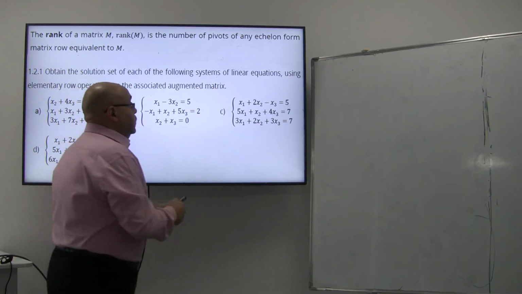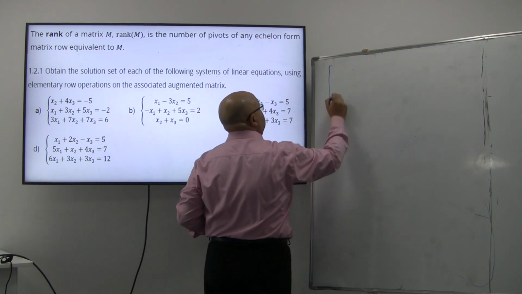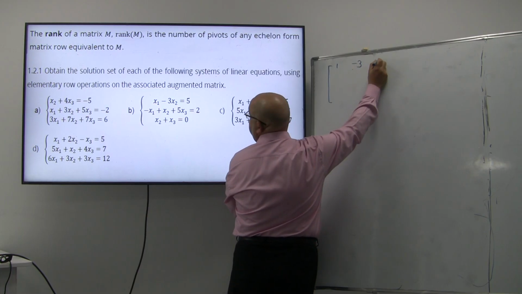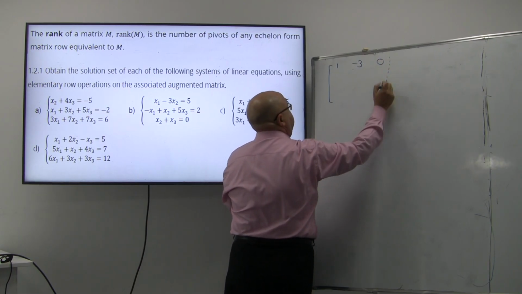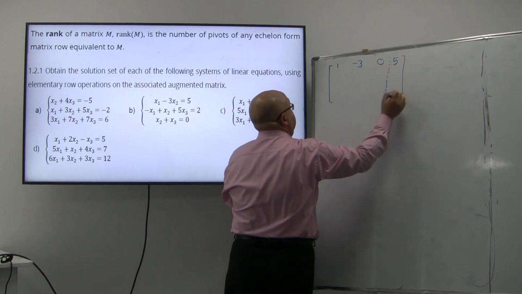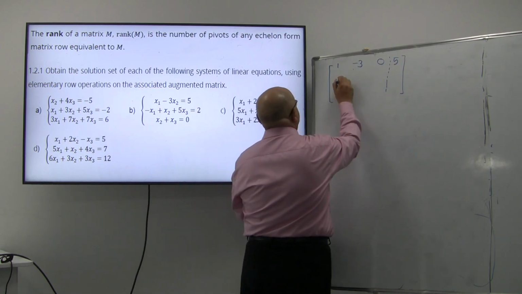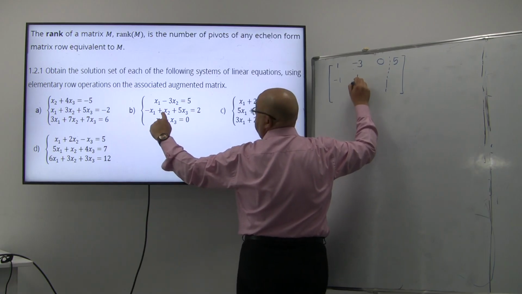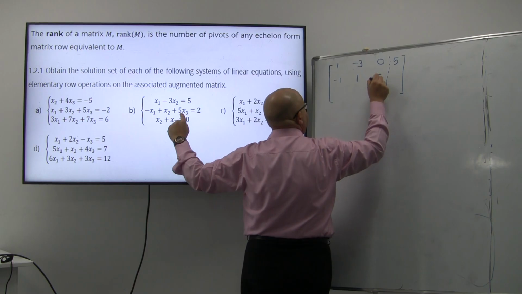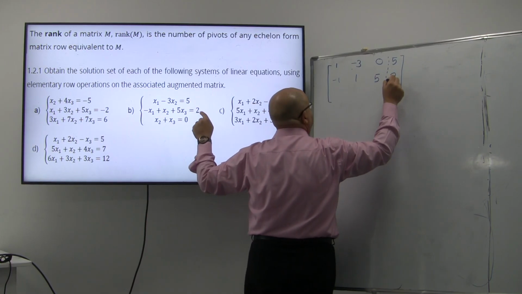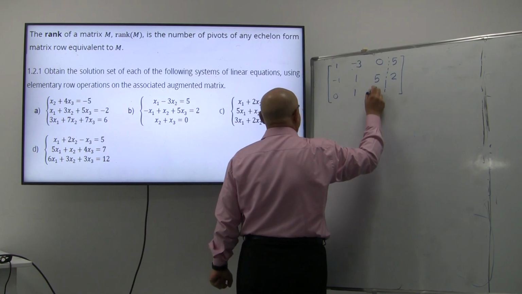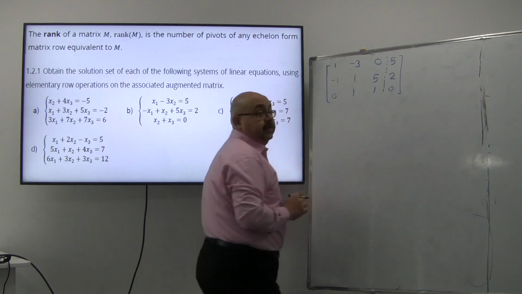So this set, okay, it's going to be 1, negative 3, negative 3, then 0, then this line is 5, then negative 1, 2, positive 2, positive 1, 1, then 5, and it's going to equal 2, the last one 0. Okay, 1, yep, 1, yep, 0, more than perfect.